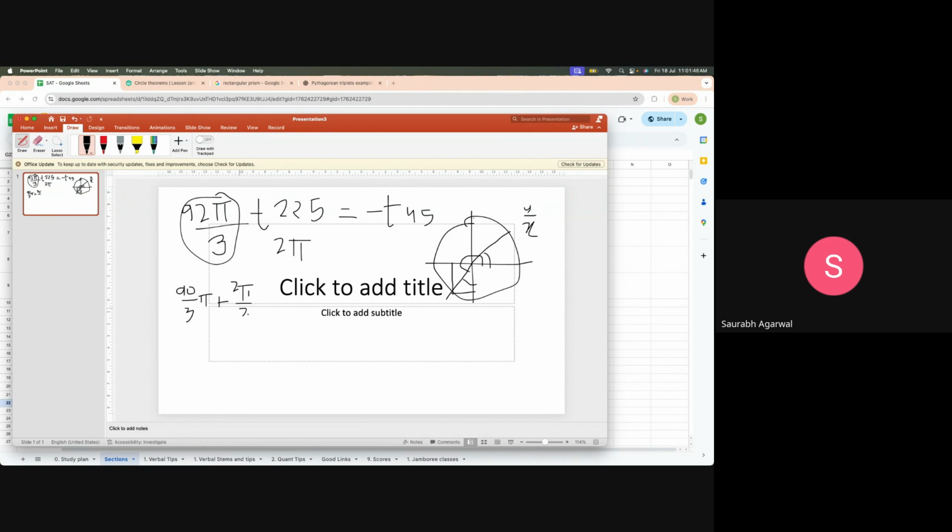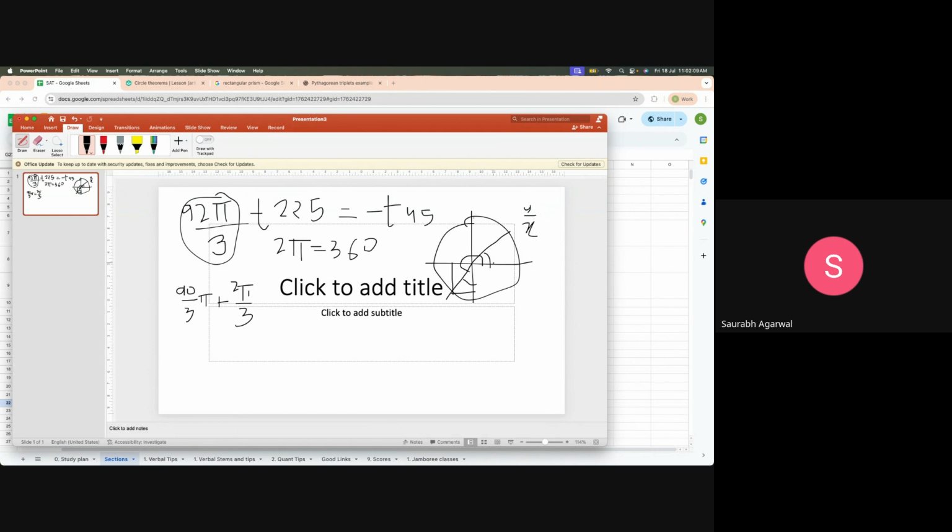So 90 pi by 3 is basically 30 pi. 30 pi is equal to 15 into 2 pi, so it has gone around 15 times, and then it is going 2 pi by 3. Pi is equal to 180, I told you, because 2 pi is equal to 360. So you do 180 by 360 into 2, which is 120 degrees. So this is basically equal to tan 120 degrees.